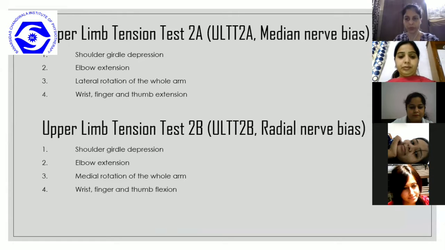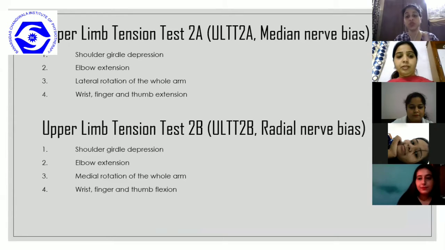This is also for the median nerve. The steps this test follows: shoulder girdle depression, elbow extension, lateral rotation of the whole arm, and wrist, finger, thumb extension. And upper limb tension test 2, which is for the radial nerve.